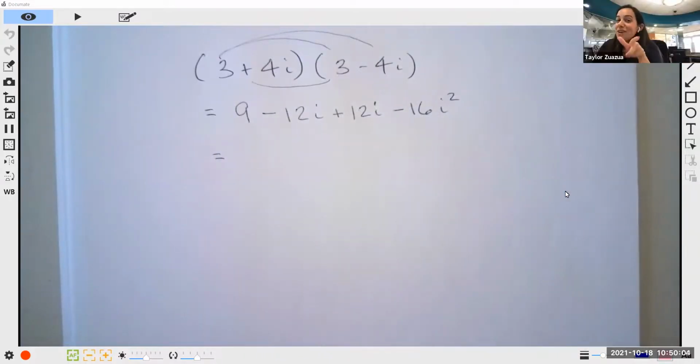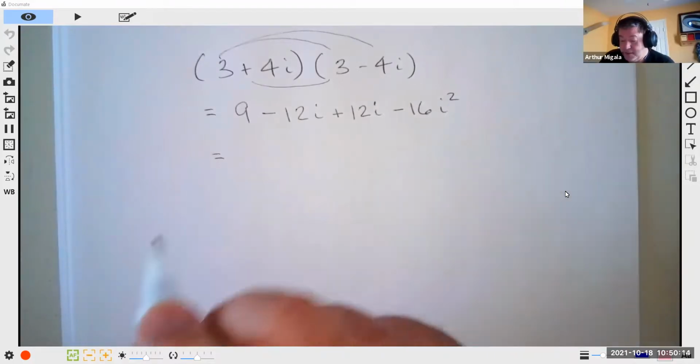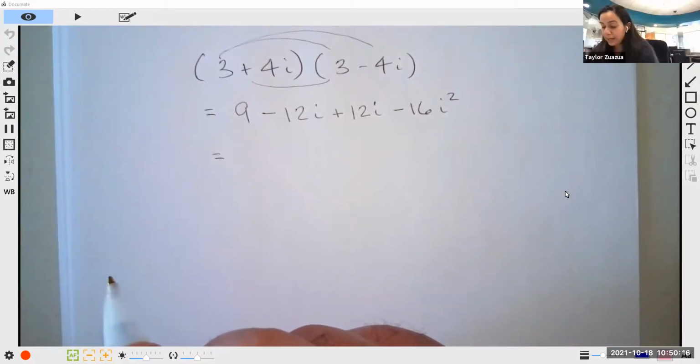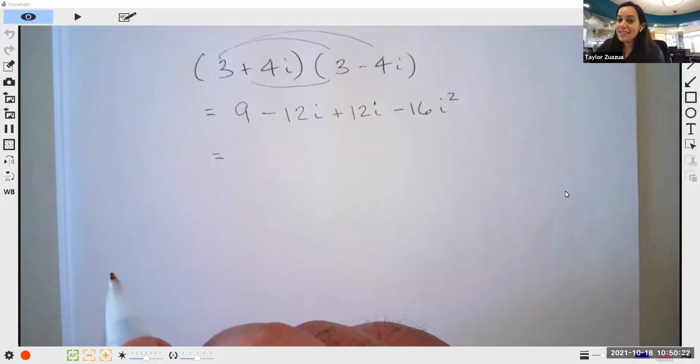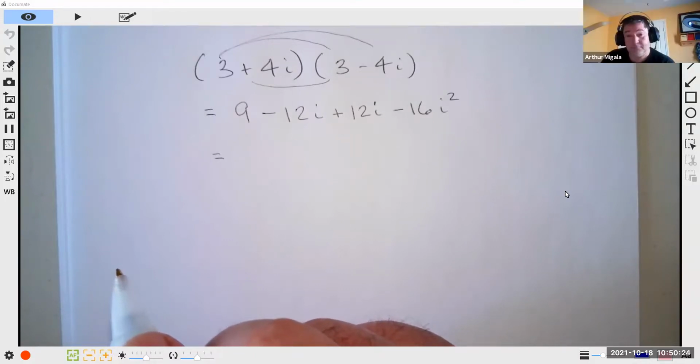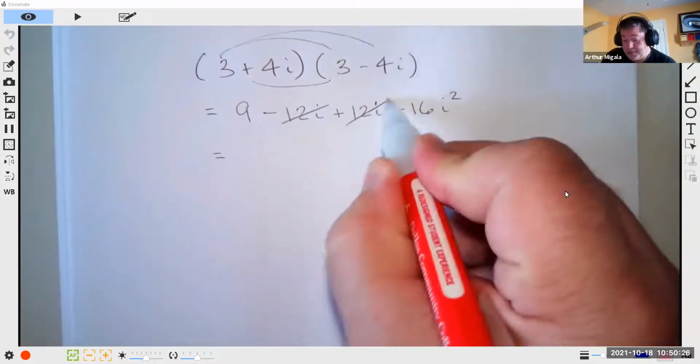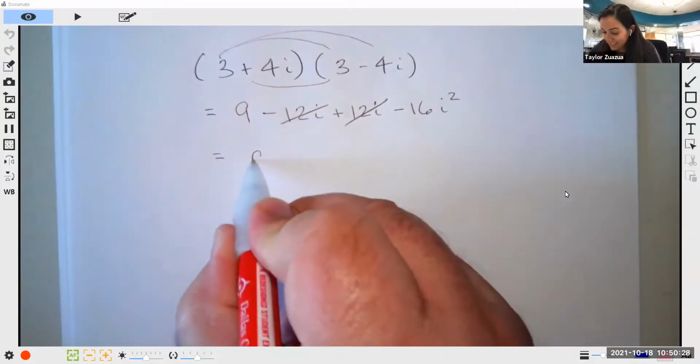So you have 9 minus 12i plus 12i minus 16i squared. Very good. That's where I kind of get that issue, because you have to combine like terms. Obviously, negative 12i plus a positive 12i. So is that a 0i? Yeah, they cancel each other out. Okay.